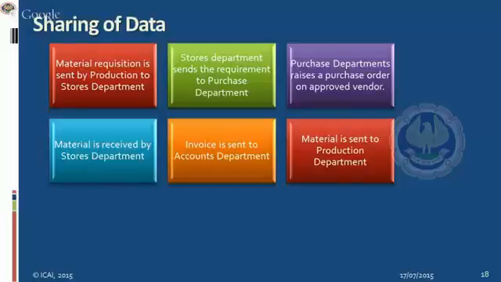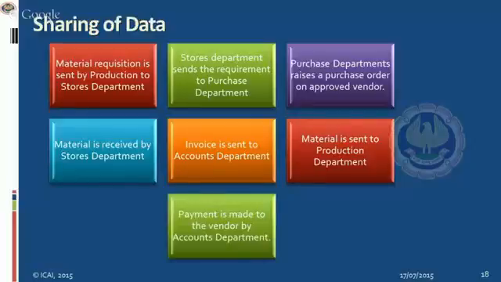Please remember, now the job of purchase department as well as stores department is over, because material has reached the production department. Production department shall start their activity, and the payment is made to the vendor by the accounts department. Now, what type of data needs to be shared in this case? Let us try to understand.